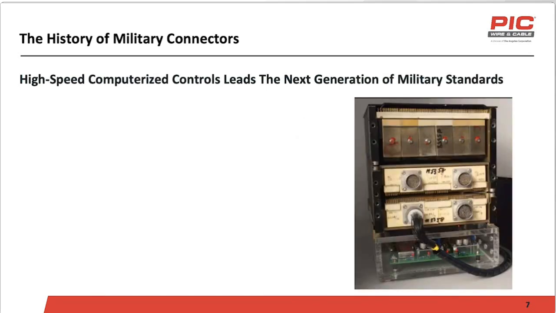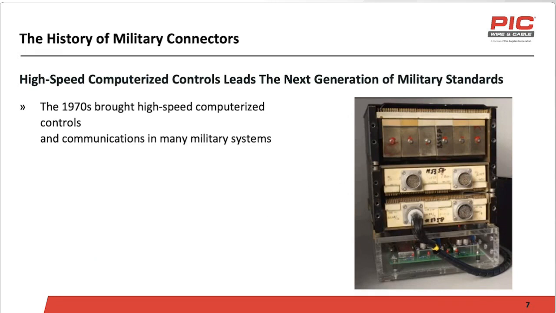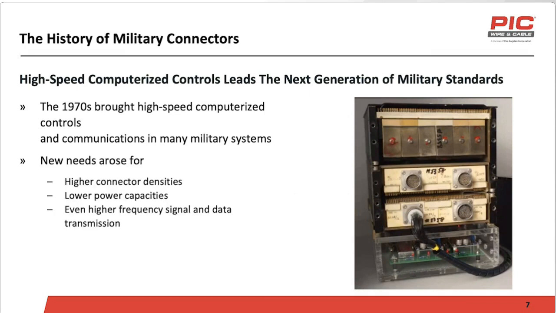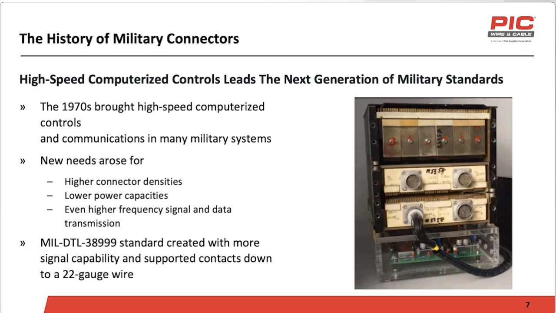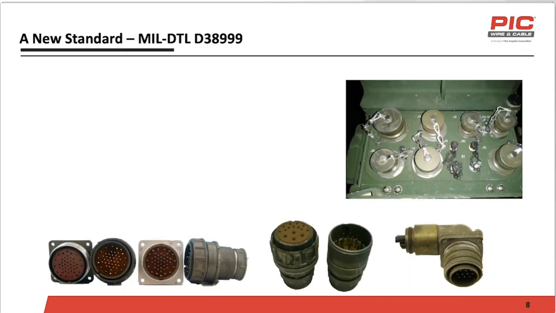The rise of increasingly complex electronic equipment in the 1970s created a need for greater signal capacity with less power capacity. In response, the MIL-DTL-38999 standard was created to fulfill this requirement, leading to a smaller, high-density circular connector that enabled high-speed data transmission. These connectors supported contacts down to size 22, which enable high-speed data transmission with smaller gauge wire. This standard called for better waterproofing capabilities, rust resistance, and weight reduction.